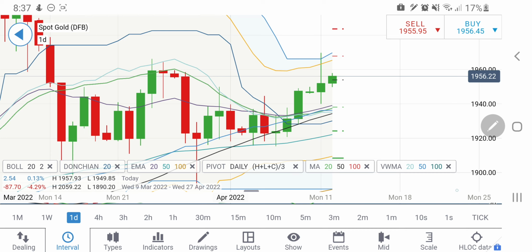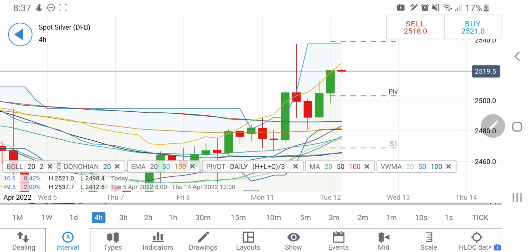Now let's have a look at silver. Now look at the silver on the 4-hour chart. This was the rise and then a retracement breakout, now taking the support at 2500. So a short entry is only below 2500 for sure. Till the time it remains above 2500, and then 2525.